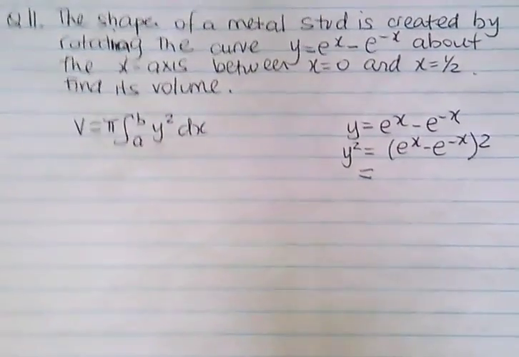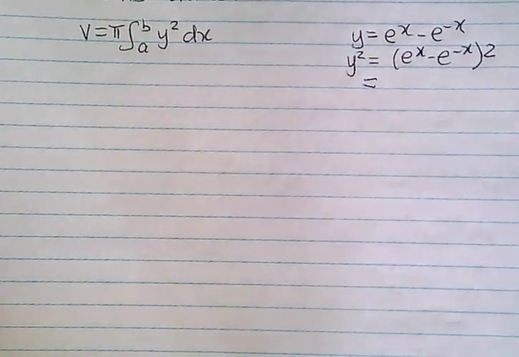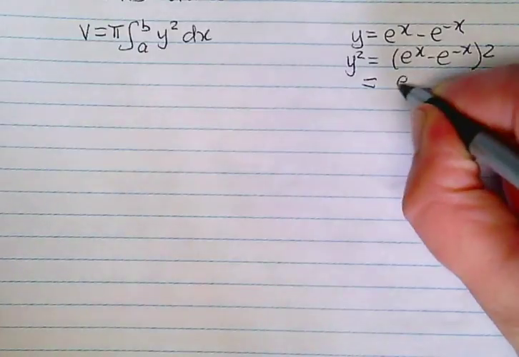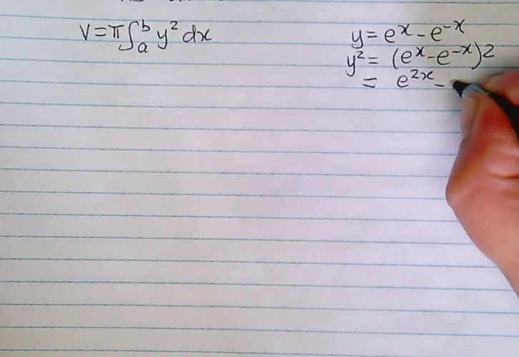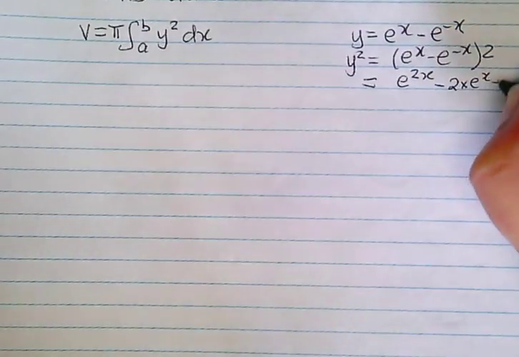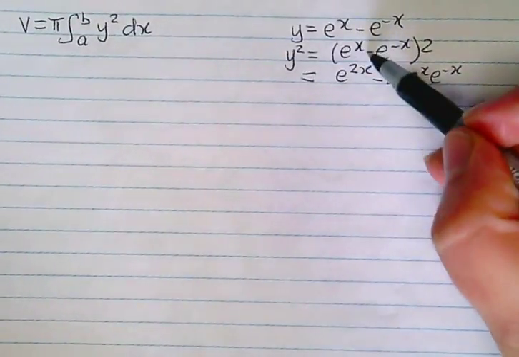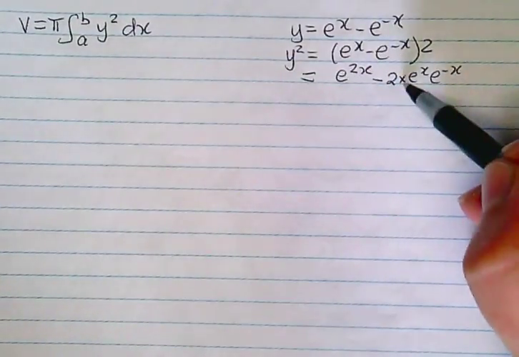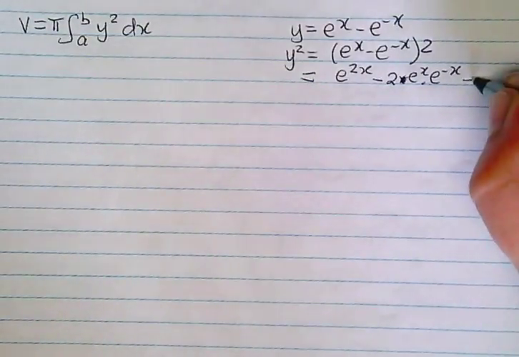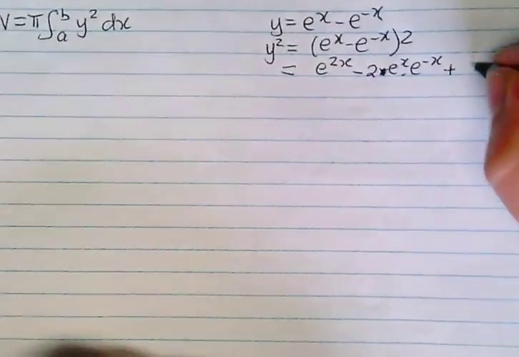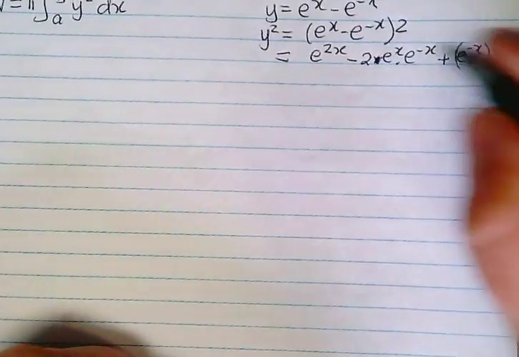So this is like a minus b squared. And a minus b squared is a squared minus 2ab plus b squared. e to the x squared is e to the 2x. Remember, it's minus 2 times e to the x times e to the negative x, because this is like a minus b squared is a squared minus 2 times a times b, plus e to the negative x squared. I'll just write it as e to the negative x squared, but it is e to the negative 2x.